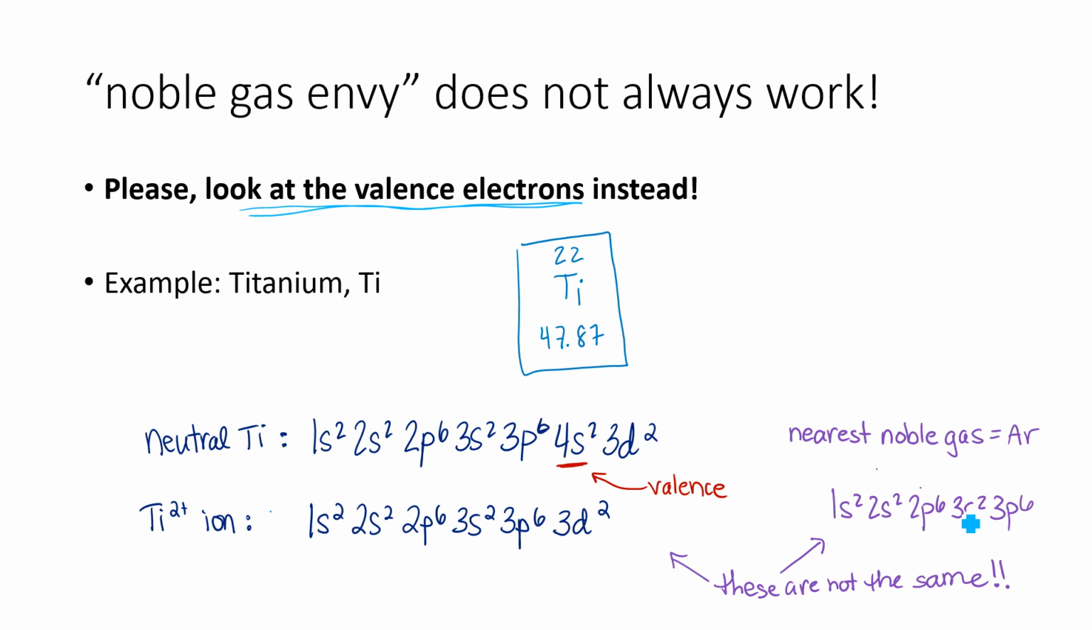So the nearest noble gas is argon. It doesn't have anything in the d subshell. So the titanium ion does not look like a noble gas. So again, noble gas envy, as a rule, doesn't always work. So again, focus on the valence electrons, and just keep in mind that metals tend to lose their valence electrons, and non-metals tend to gain electrons in an open valence shell.